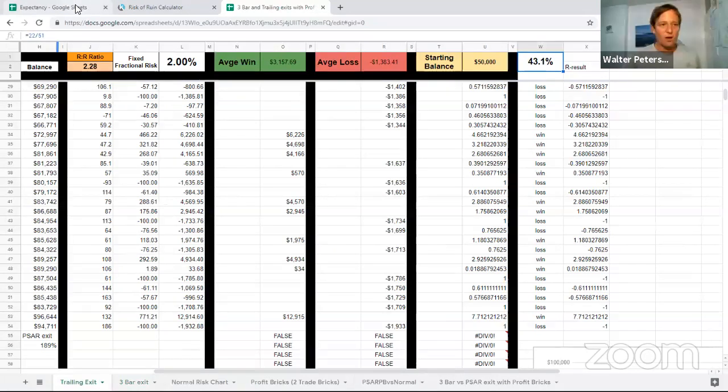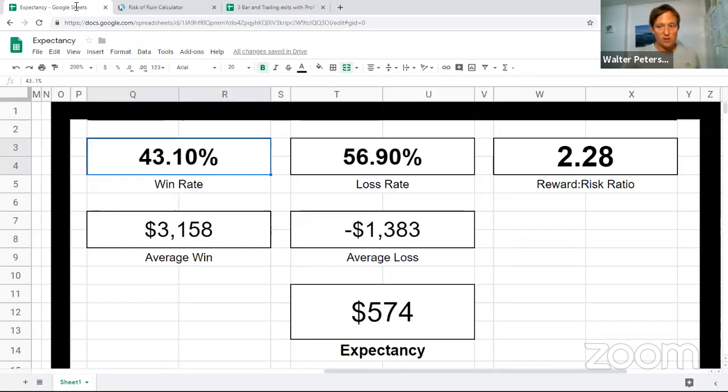All right, so I'll share with you now the expectancy for this one. So now we're at 2.28 reward to risk ratio. So even though our win rate's gone down to 43.1, we've actually bumped up our expectancy overall, which is great. The average winner is now $3,158. The average loss is still $13.83. So our expectancy is now up to $574. So what we're saying is for every $1,383 we push through the strategy, we're expected to make $574, right? So it's improved quite a bit.